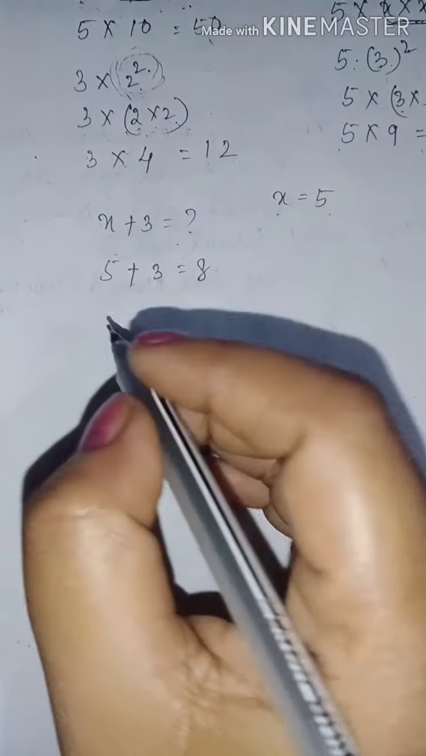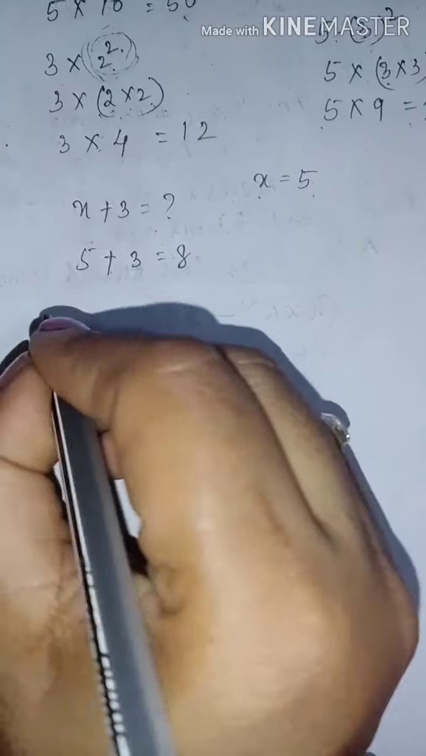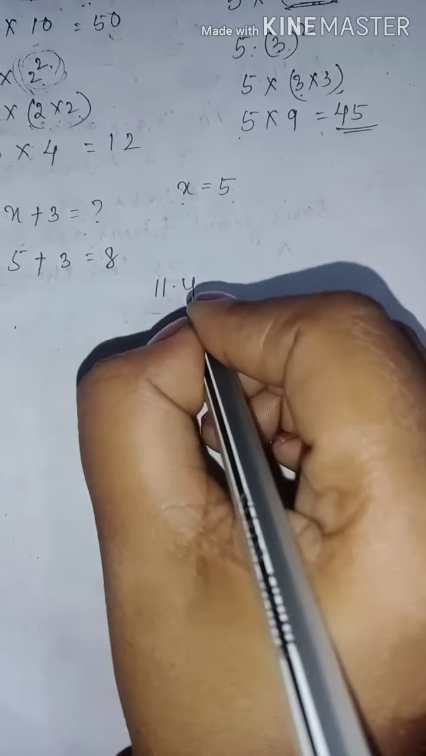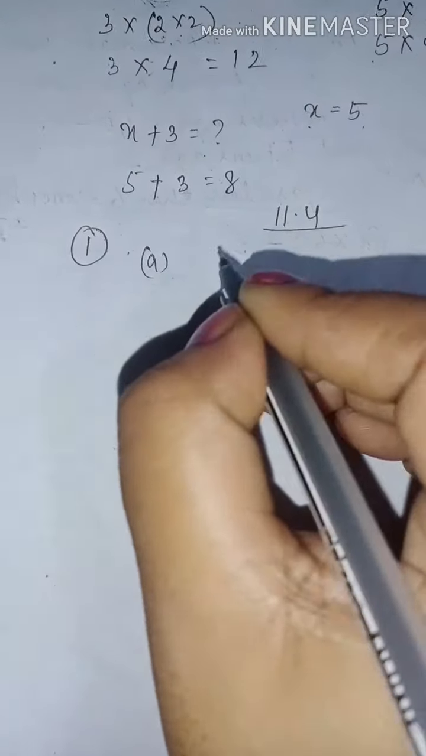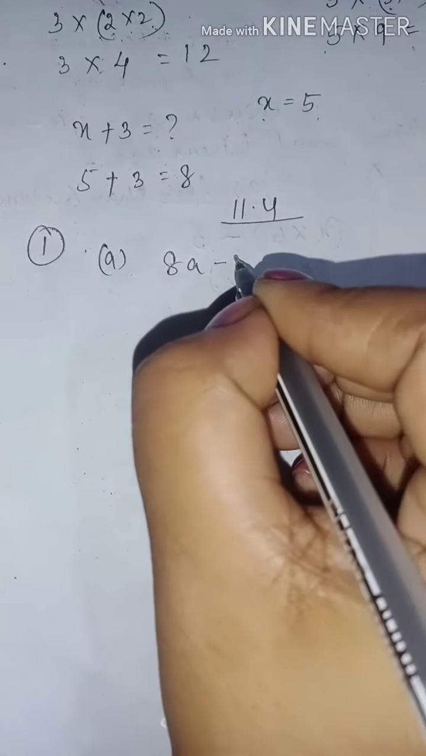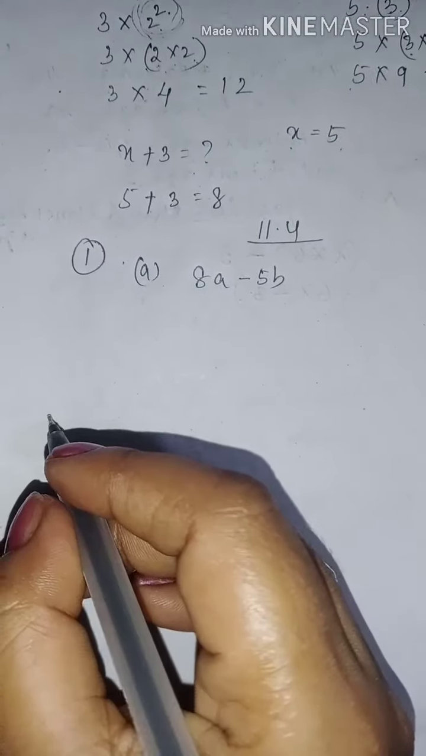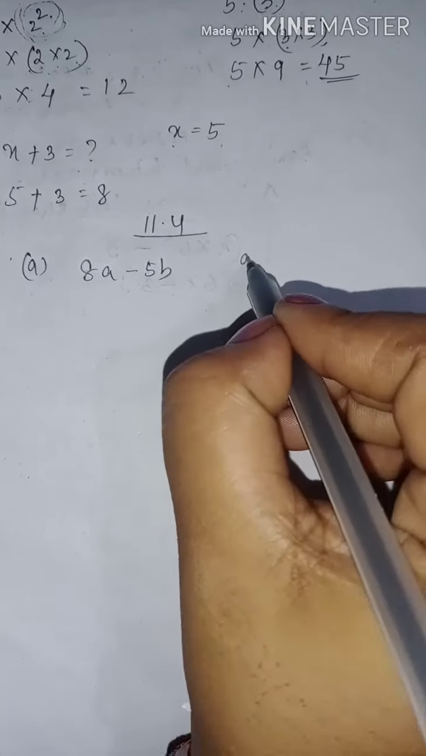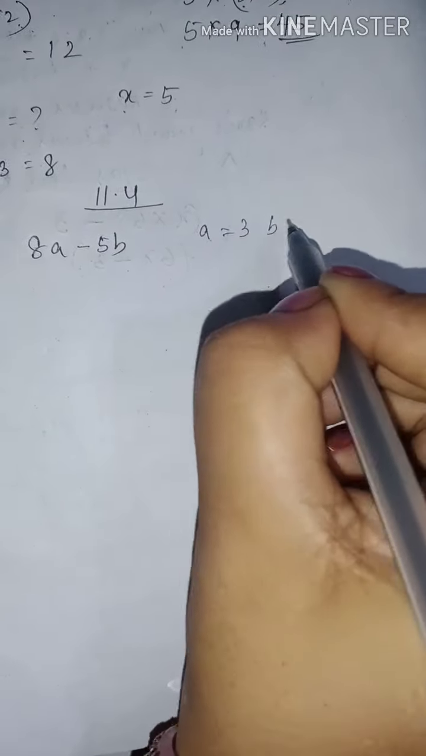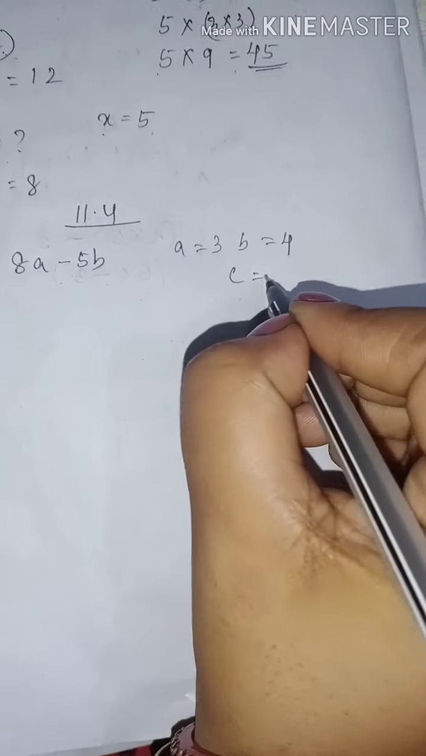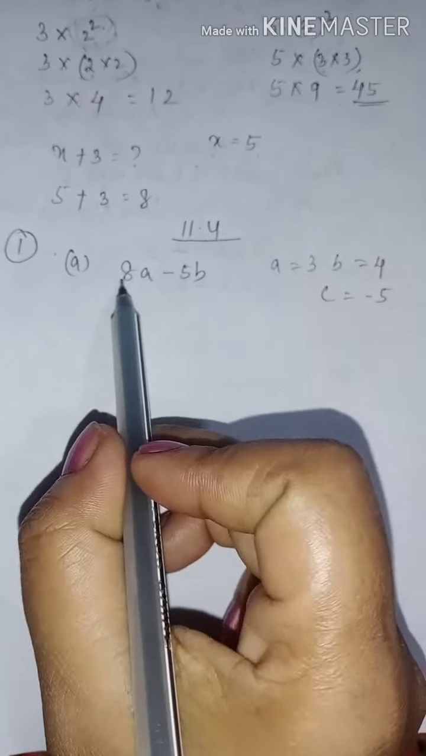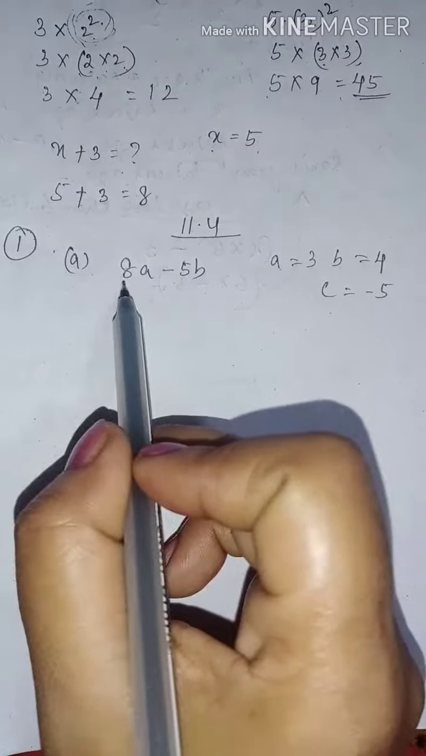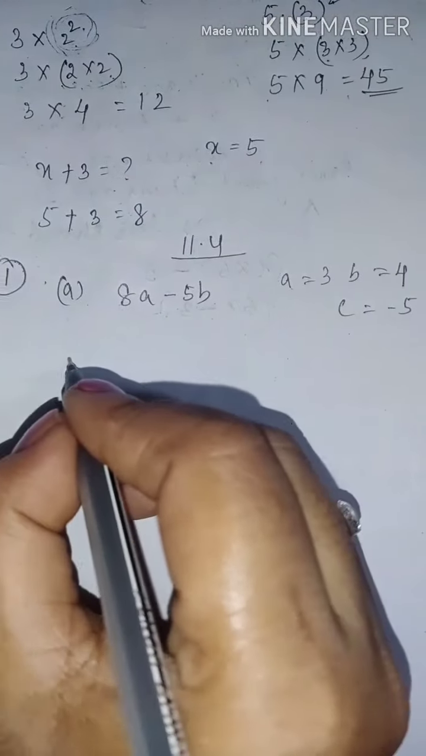So question number 1, exercise 11.4, question number 1. What is the question? Part a, it is given 8a minus 5b. A is equal to 3, b is equal to 4, c is equal to minus 5. Simply you just put the values of a, b, c in the question and you have to find out the answer.